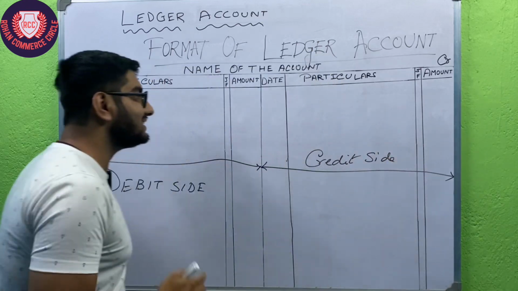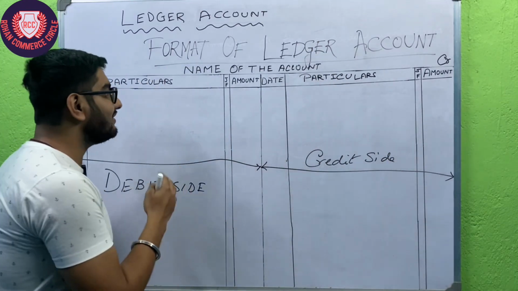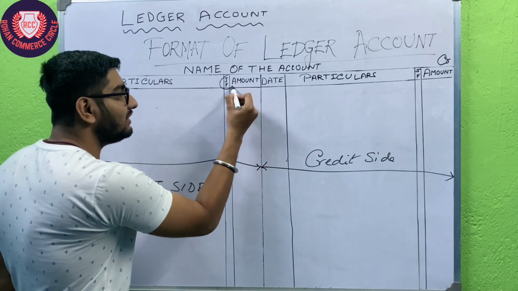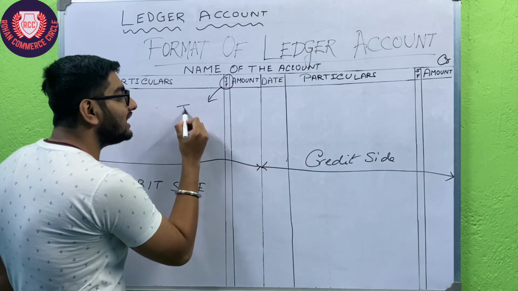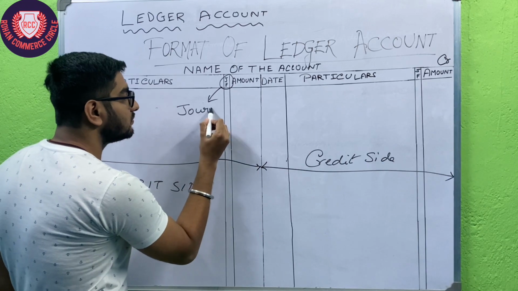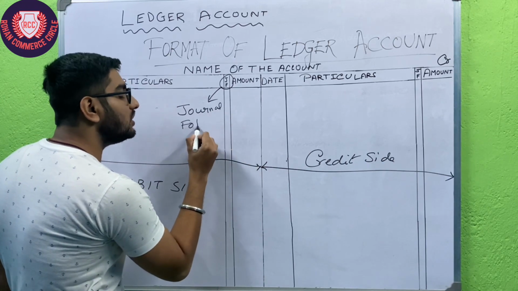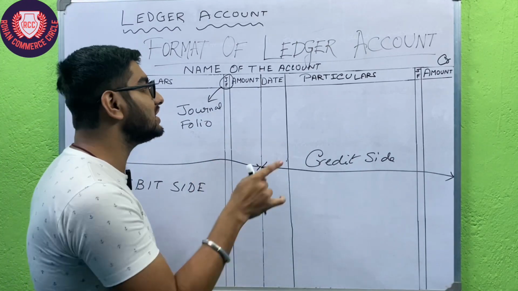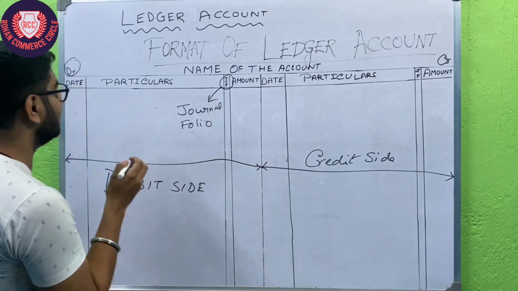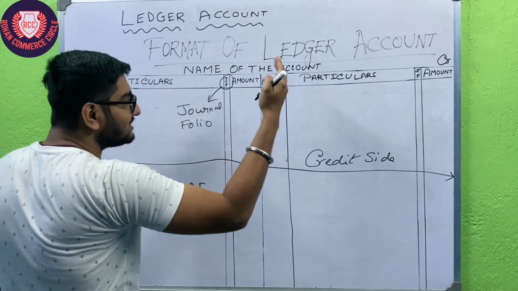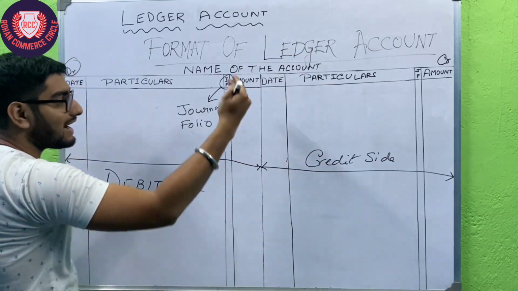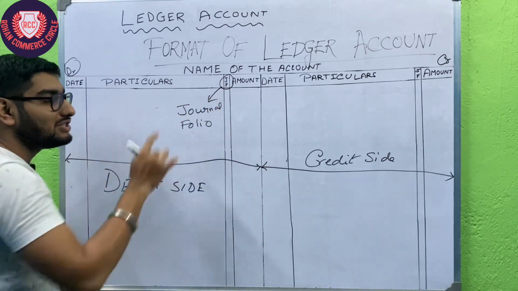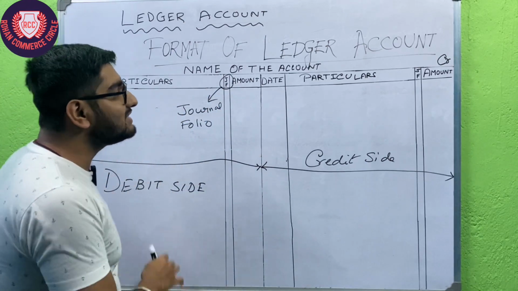Okay. So what do the debit and credit sides contain? The debit side contains date, particulars, JF. What is this JF? JF is the journal folio. In this journal folio, basically we write the number of the journal. Suppose we have written the cash. So in the cash we will write the ledger folio, and in this ledger we will write that same number of the journal folio. Okay. So this is a journal folio.